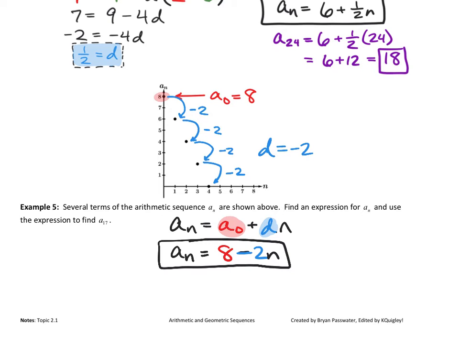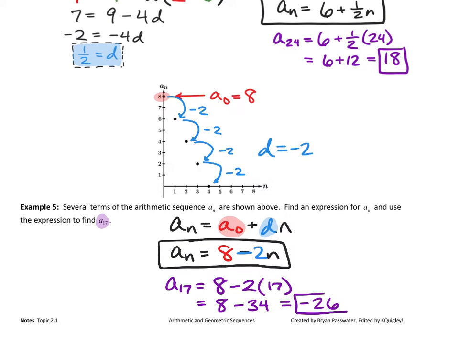And then again, we want to find a sub 17. A sub 17 is equal to 8 minus 2 times 17. 2 times 17 is 34, so 8 minus 34 is -26. We feeling okay on these kinds of questions?